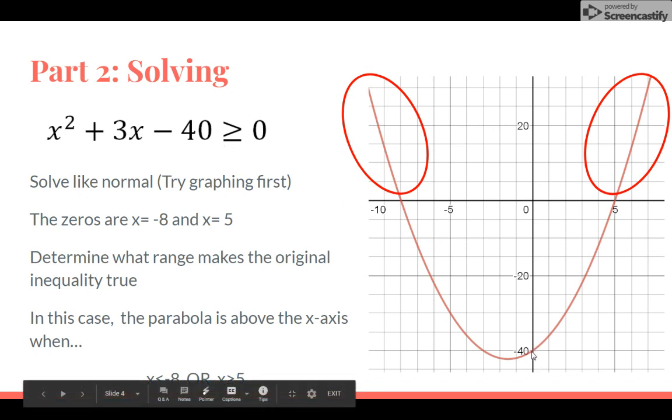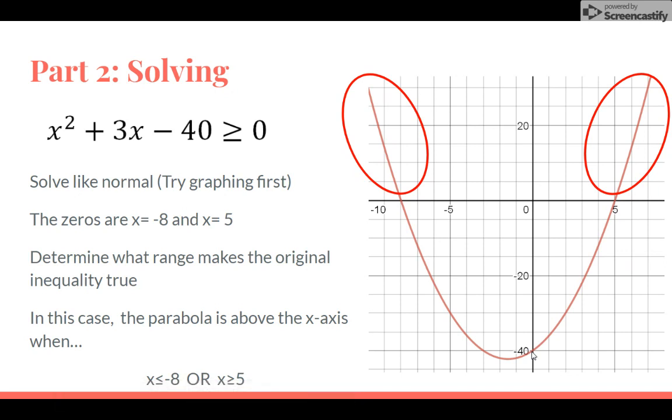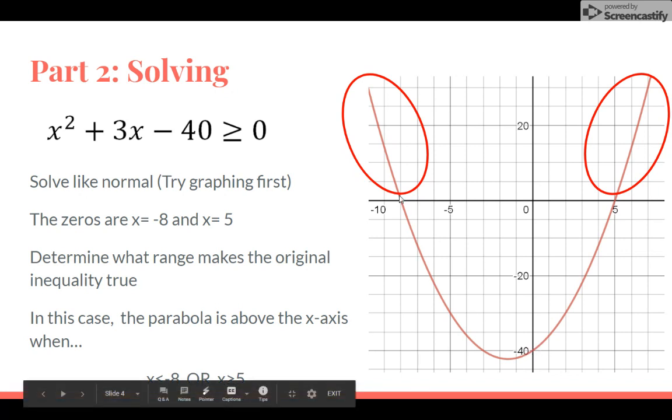Meanwhile, I could take a point down here like 0, -40, right? So I plug 0 in for x, and I get 0 squared, which is 0. 3 times 0 is 0, minus 40. -40 is not greater than or equal to 0, so therefore I do not include this middle portion as part of my solution, because that's going to be below the x-axis and is not going to make this true.